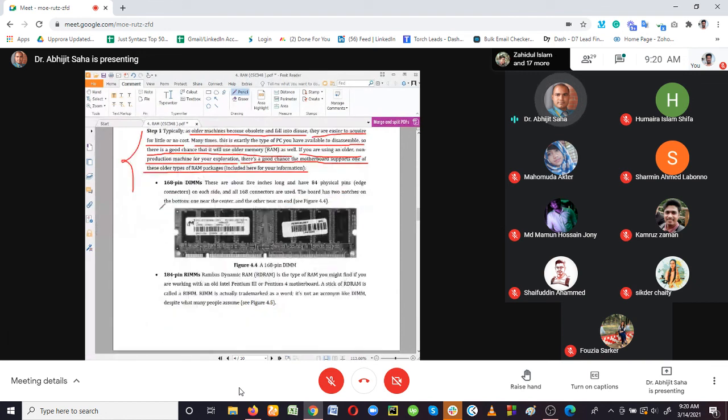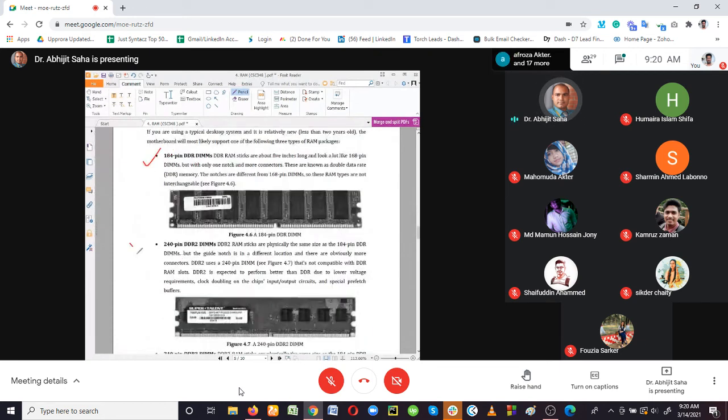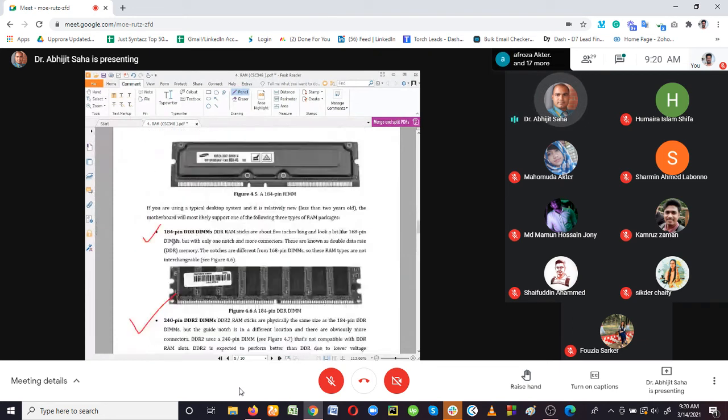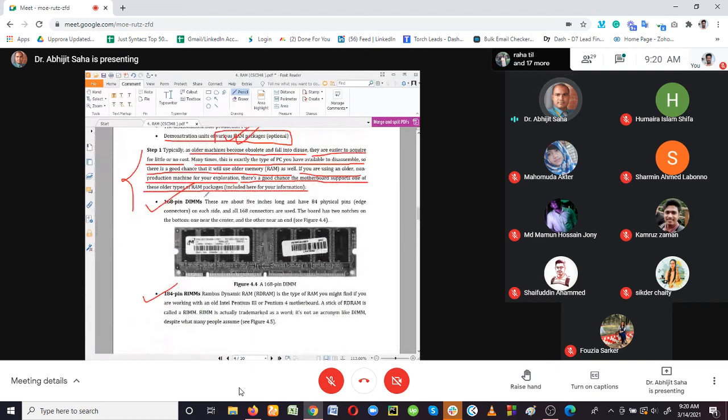So the RAMs come with different pin numbers, and day by day the pins are increasing. I've already said that the RAM modules were 168-pin DIMMs. We are used to calling it a DIMM module. These are about 5 inches long and have 84 physical pins, edge connectors on each side, and all 168 connectors are used. The board has two notches at the bottom, one near the center and the other near an end.